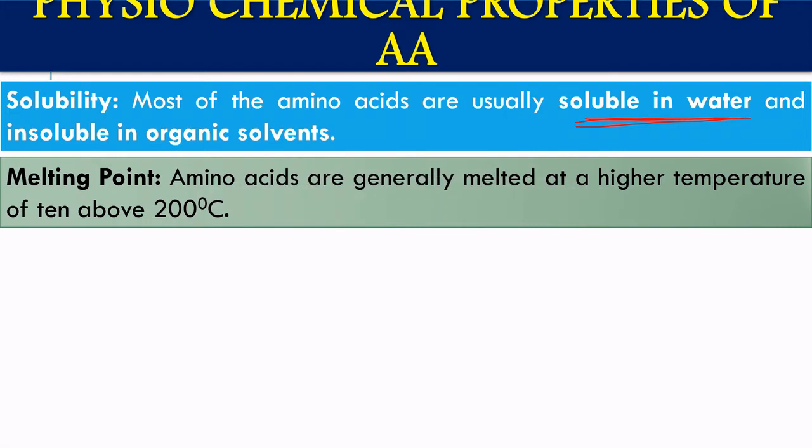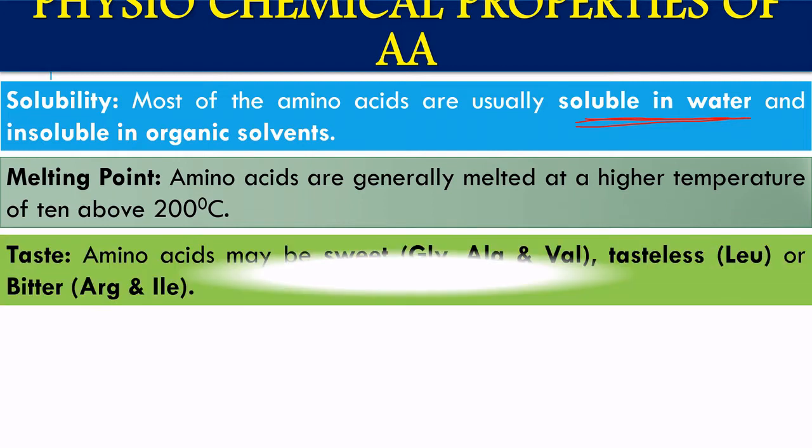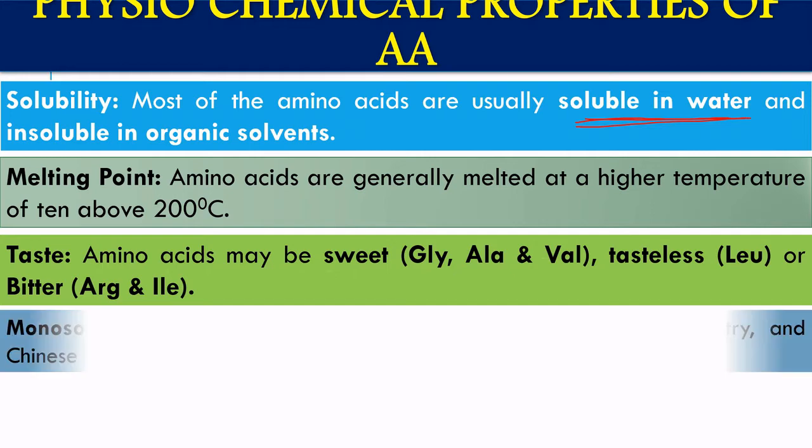Melting point. Generally amino acids melt at very high temperatures, roughly more than 200 degrees centigrade. And taste. When we talk about the taste of amino acids, some are sweet, some are tasteless, and some are bitter. Glycine, alanine, and valine are sweet in taste. Leucine is tasteless, and arginine and isoleucine are bitter in taste.